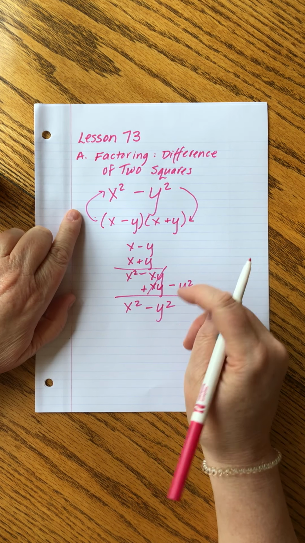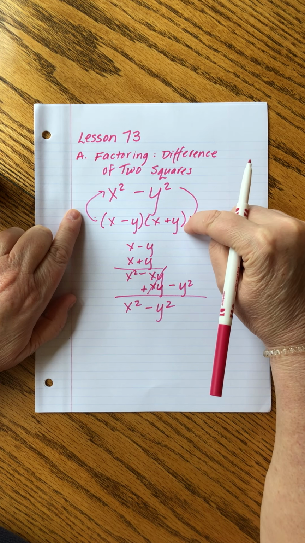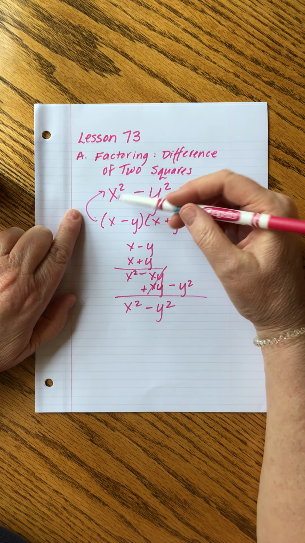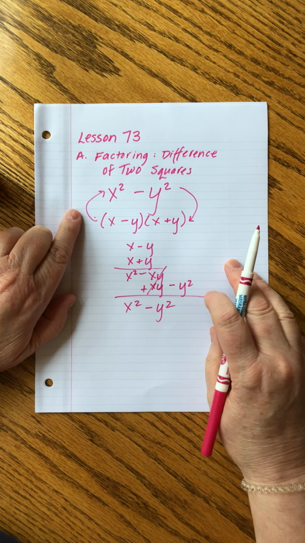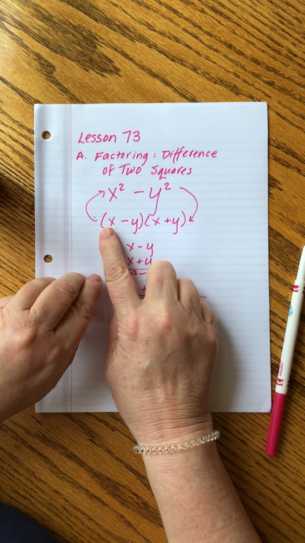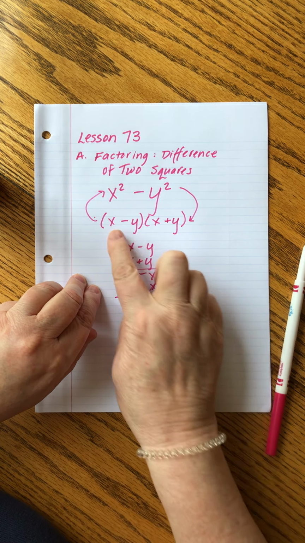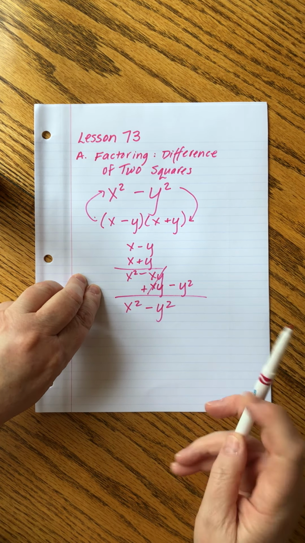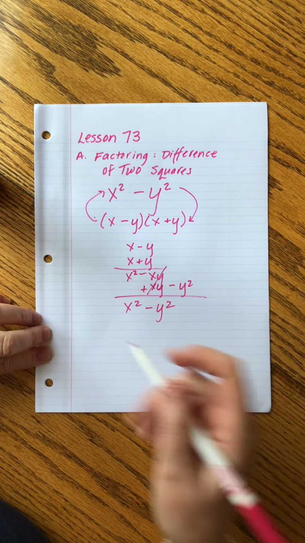So we can multiply these to prove that it works, but when we're working this way, we really don't have to do any work. As soon as we realize that our expression fits this pattern, we can just write it out. And notice that these binomials can be in either order. I could put x plus y, x minus y. That doesn't matter as long as you have the differing signs. Okay, so this is the difference of two squares. All we have to do is recognize it.